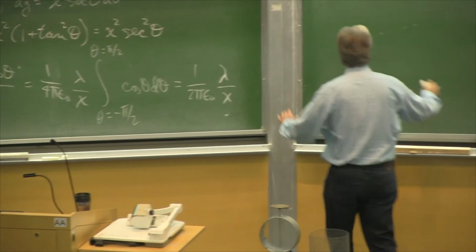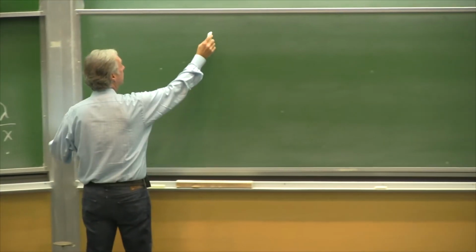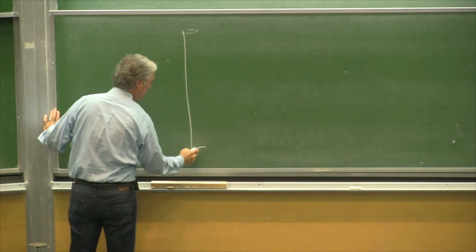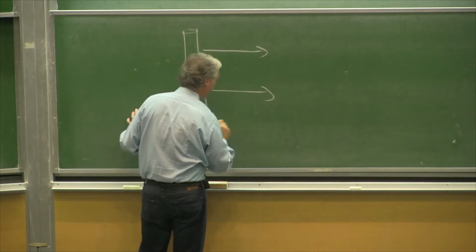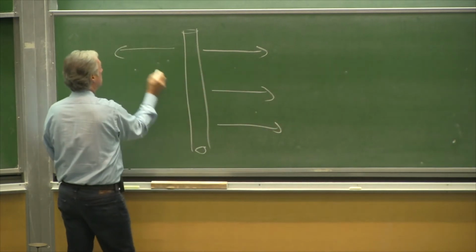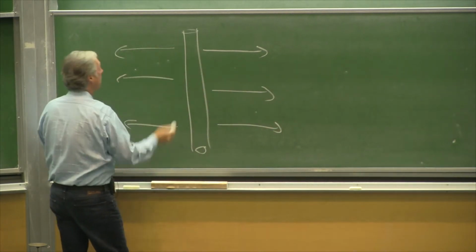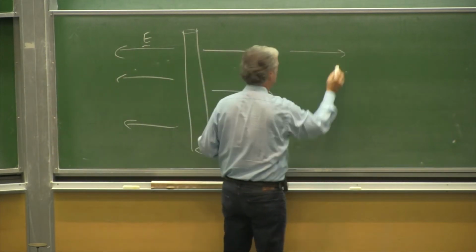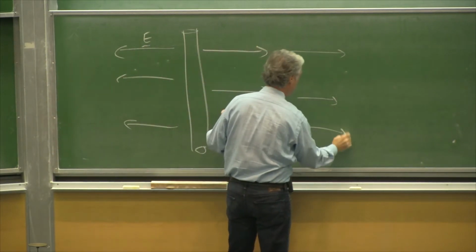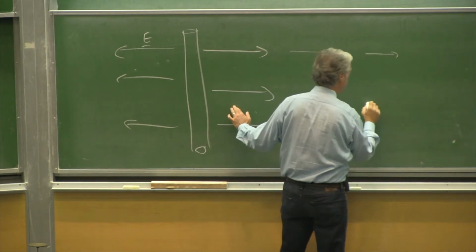Okay, so the picture we get from that rod is an electric field that points out, everywhere outward, and that gets smaller as you get further out.